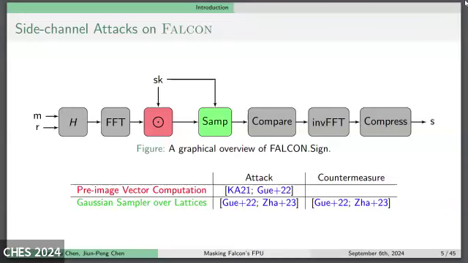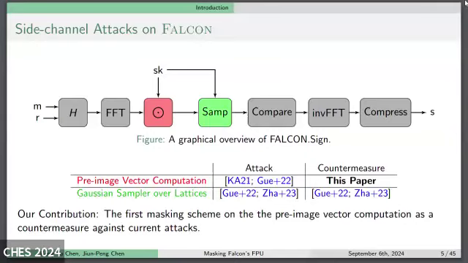For the green one, which we call Gaussian sampling over lattices, there are already side-channel attacks, and there are also corresponding countermeasures to mitigate the threat. But for the red one, which we call the target vector computation, there are side-channel attacks, but there was no countermeasure until our work. So our goal is simple: we want to fill in the upper right cell with our paper. Our contribution is the first masking scheme on the target vector computation as a countermeasure against current side-channel attacks on Falcon.